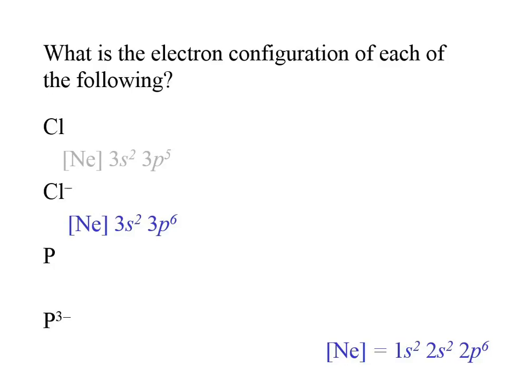And phosphorus is in the same period. So for phosphorus, it's a 5A element. So actually the 5 valence electrons beyond neon look like this: neon, 3s2, 3p3. And we know that 5A nonmetals pick up 3 electrons, and the 3 electrons are going to go right there in the 3p subshell. So the phosphide ion, right, is neon, and beyond neon, it's 3s2, 3p6. Cool.